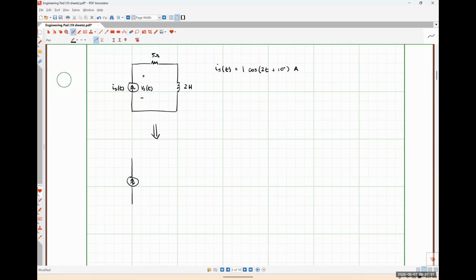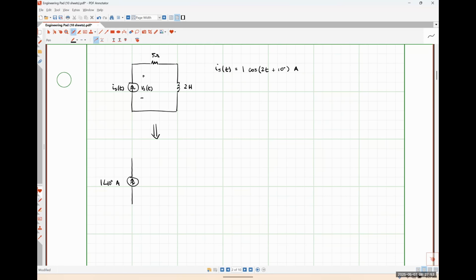So our phase angle is indeed 10. What's the other part of a phasor? The magnitude. So what's our magnitude here? 1. Our angular frequency omega is 2. So we have simply 1 angle 10 degrees amps. That's what our source is going to look like.